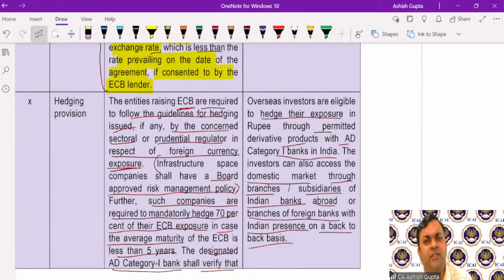What kind of hedge is required, and which date will be considered as the recording date or booking date of such hedge transactions? Overseas investors: in case of INR denominated ECBs, we don't require any kind of hedge. For this foreign investor, or we can say foreign lender, they only require this.